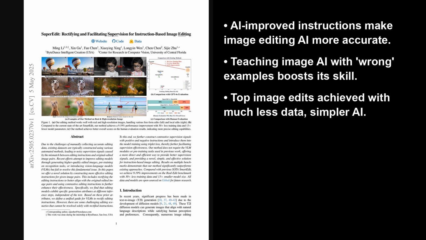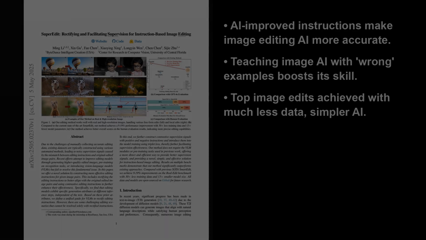We are looking at a research paper titled SuperEdit, Rectifying and Facilitating Supervision for Instruction-Based Image Editing, which appeared on Hugging Face's trending list just 3 days ago, on May 5th. This paper tackles a common problem in teaching AI to edit images. Often, the instructions given do not perfectly match the example edits. The core idea here is to create better, more accurate instructions, and even use contrasting incorrect instructions to help the AI learn more effectively, using tools like vision language models, or VLMs, which are AI systems that understand both images and text.